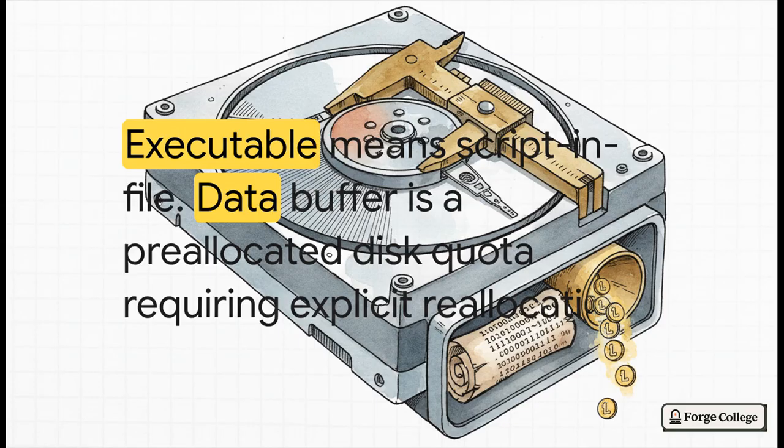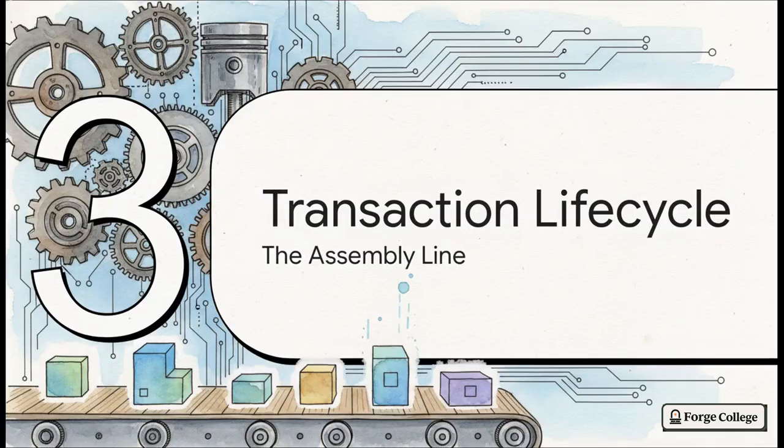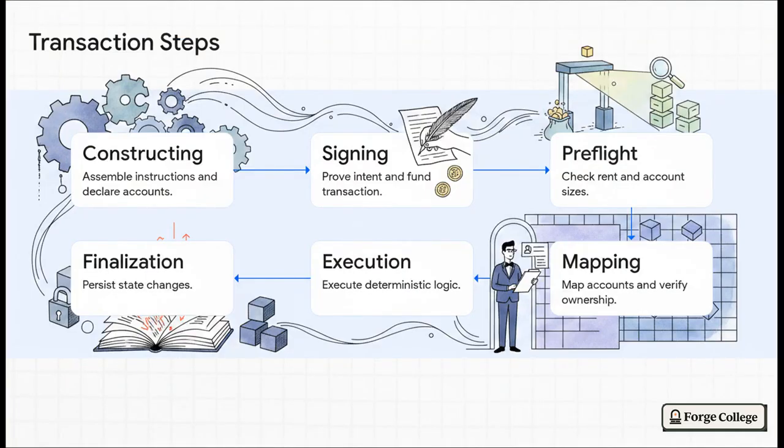If you need a larger file, you have to explicitly resize it, and you've got to pay the extra lamports to fund that new allocation. You get exactly what you pay for. Okay, let's shift gears to Section 3, the transaction lifecycle, the assembly line. Let's move to this and see how it all builds together.